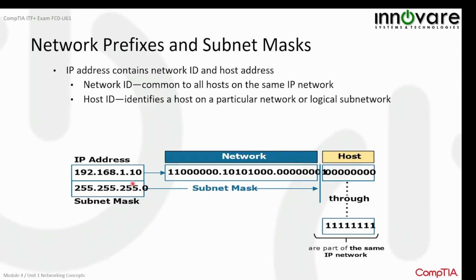Pag ang subnet mask mo is 255.255.255.0, ibig sabihin, nakamask ang network side mo. Ito yung network side. Yung 0, nandyan yung host side. Ito ang ginagamit sa mga routing.